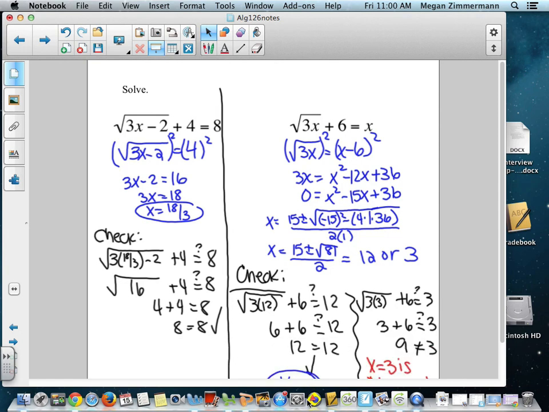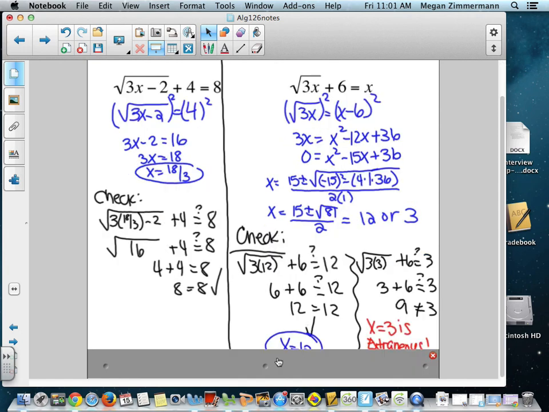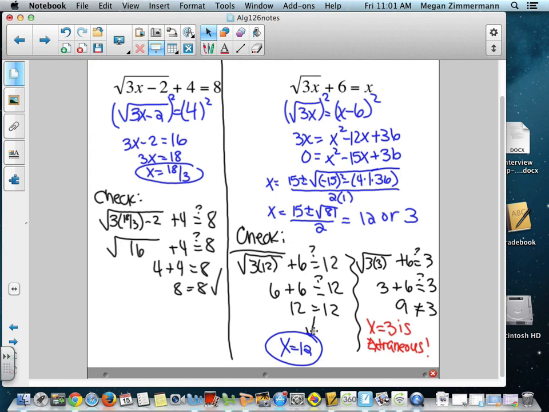So if I do the check for both of them, it looks like if I substitute in x equals 12, I do end up with a true statement. So x equals 12 is a solution. But if I substitute in x equals 3, I do not end up with an equality. I end up with the statement 9 equals 3, which is not true. So that means x equals 3 is extraneous, so you can discard that as a solution and only use x equals 12.